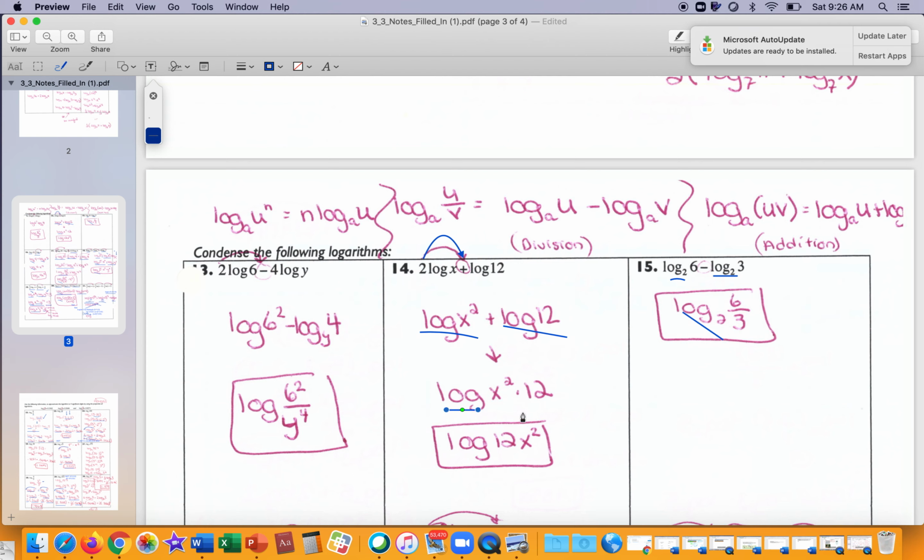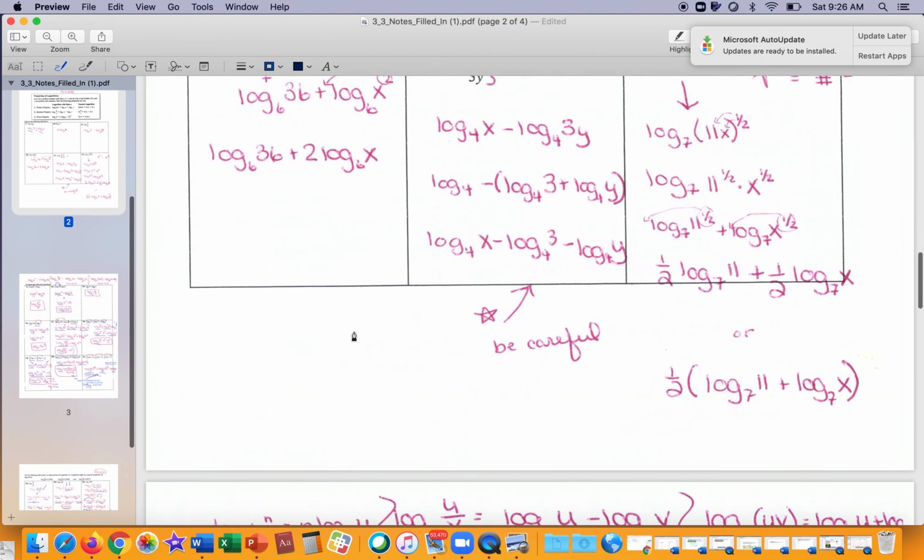You don't have to write base 10. And then addition goes with product, so we have x squared times 12. It's good to put the number in front of that variable, right? Coefficient. So log base 10, or log, of 12x squared. So same thing here, right? We brought up that exponent first, then they're the same log. Subtraction goes with division. 6 squared is first, so it goes on top over 4.